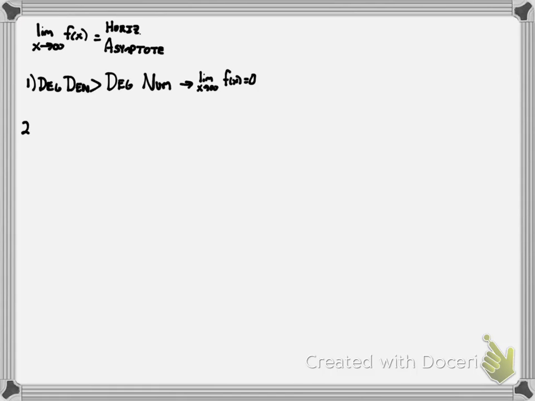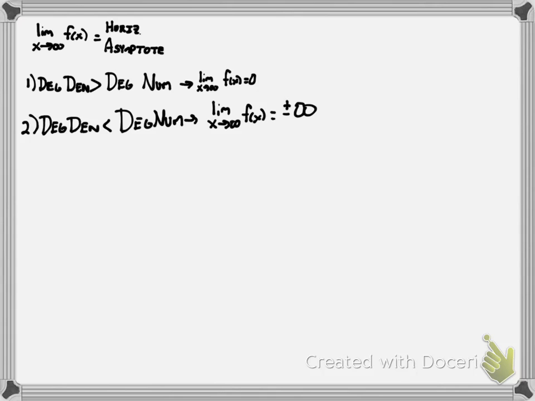Second fact, if the degree of the denominator is less than the degree of the numerator. Well, this means that the limit as x approaches infinity of f of x is either positive or negative infinity. It's just going to continue. The numerator is going to get bigger and bigger, faster and faster than the denominator. It's going to overwhelm it.